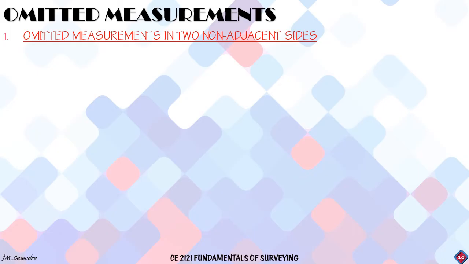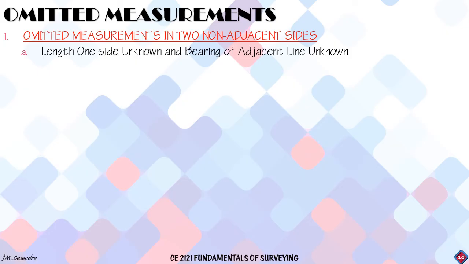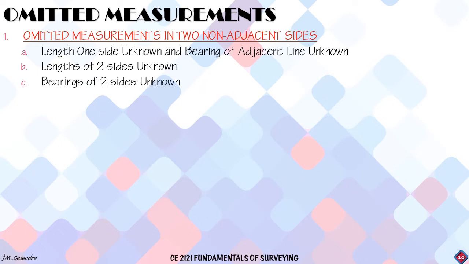This is the missing data for two non-adjacent or non-adjoining sides. So we have the same cases. Case 1, the length of one side is unknown and the bearing of the other line is unknown. Case 2, the lengths of the two sides are unknown, and last, case 3, the bearings of the two sides are unknown. For this one, we'll have almost the same procedure as for when we have two sides that are adjoining or adjacent. We'll only have some additional steps.